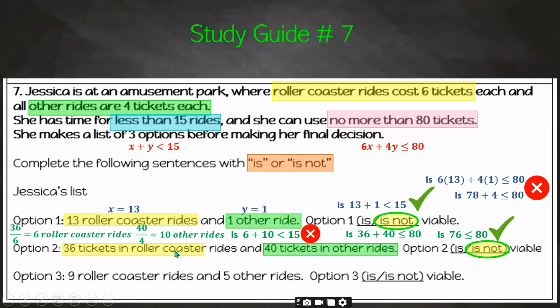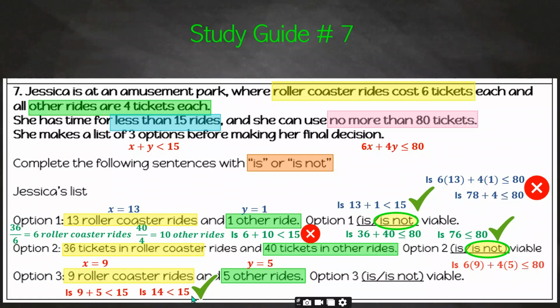Finally, we have option 3. So 9 roller coaster rides and 5 other rides. Can Jessica do this option? Well, if x is equal to 9 and y is equal to 5, is 9 plus 5 less than 15? Yeah, 14 is less than 15, so we're good there. Then we have to plug in 9 and 5 into this equation, the 6x plus 4y. So is 6 times 9 plus 4 times 5 less than or equal to 80? Well, is 74 less than or equal to 80? Absolutely. So option 3 is the only viable option for this situation.